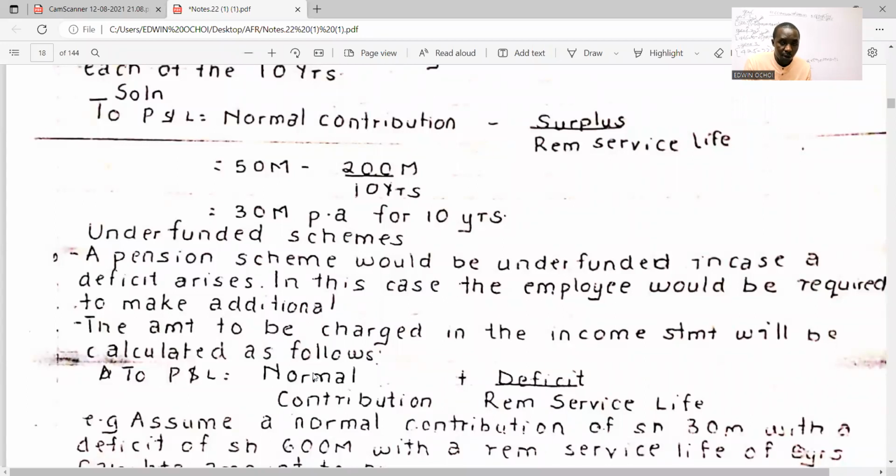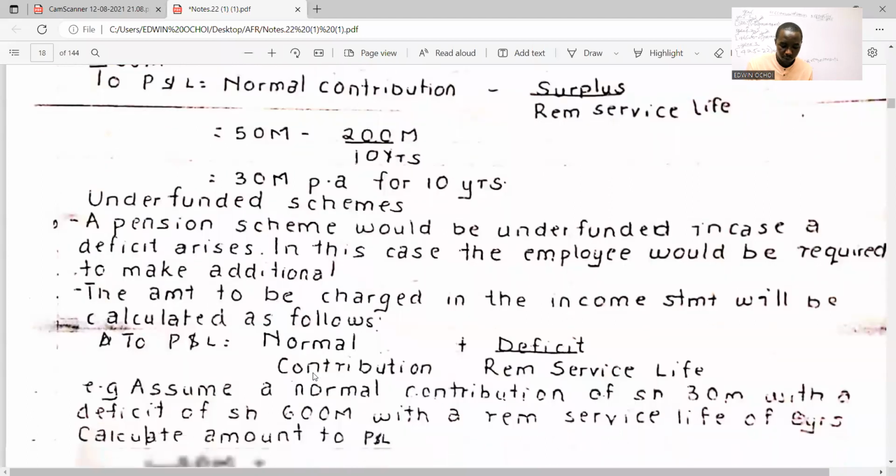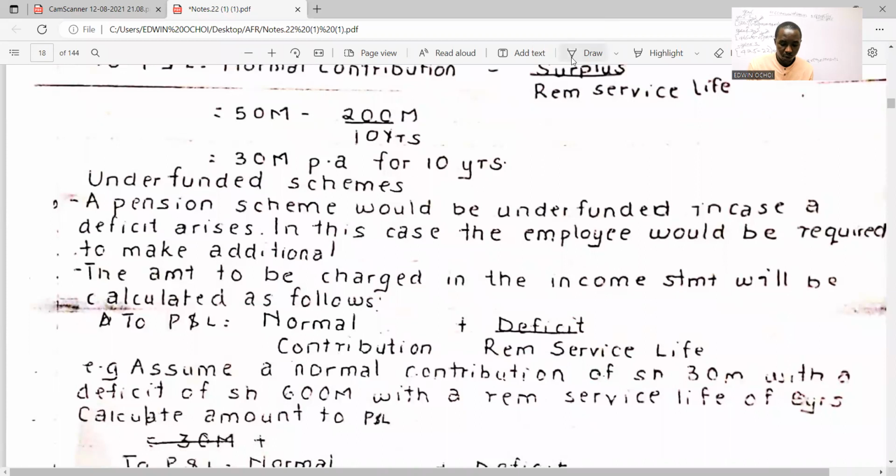So you can see they were saying that a pension scheme could be underfunded in case a deficit arises. In this case, employees could be required to make additional contributions. So the amount to be charged in the income statement will be calculated as follows. You can see the normal contribution is increased with the deficit. We add. Remember the surplus was reducing, but a deficit increases the normal contribution. But this deficit, remember, we spread it over the remaining service life of the employee.